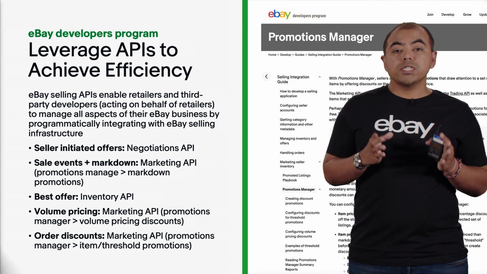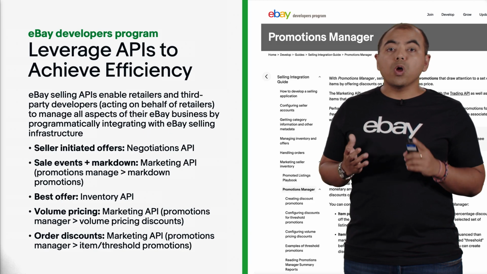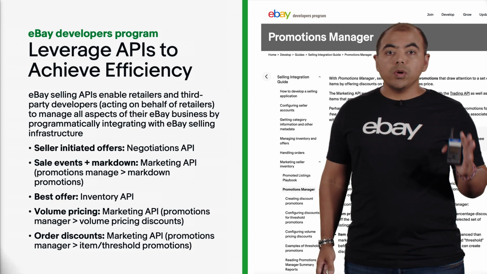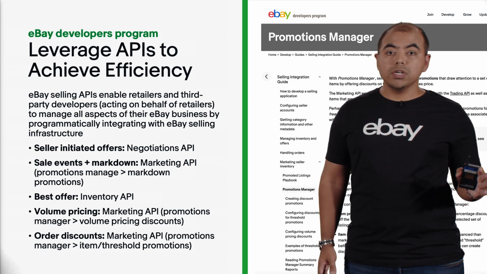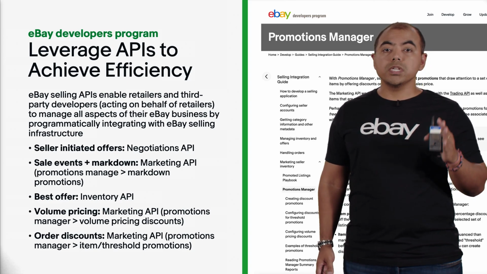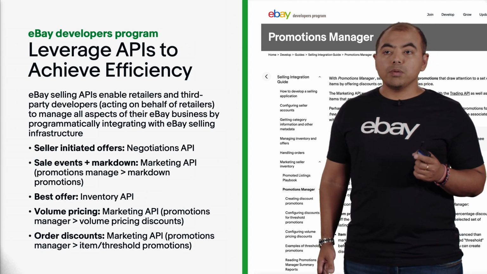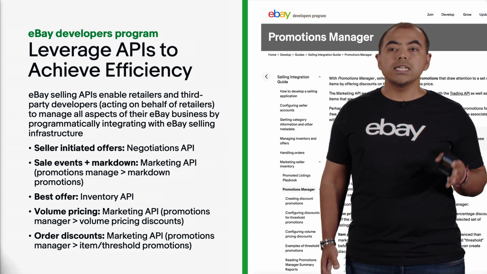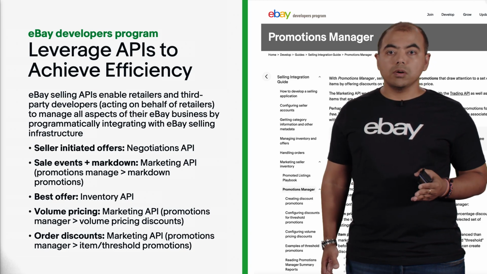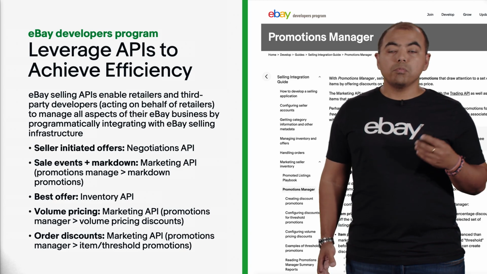So how do APIs help you? You can automate a lot of tasks using APIs. This helps with your employee productivity and reducing errors. If your employees are doing the same task every day, it will take them a lot of time. There is a good chance they might make a mistake, and it is time consuming. Using APIs, you will achieve high performance as well. You can see here, we offer API support for seller initiated offers, sale event and markdown, best offers, volume pricing, and order discounts. So do take advantage of this and integrate with APIs to improve your performance.